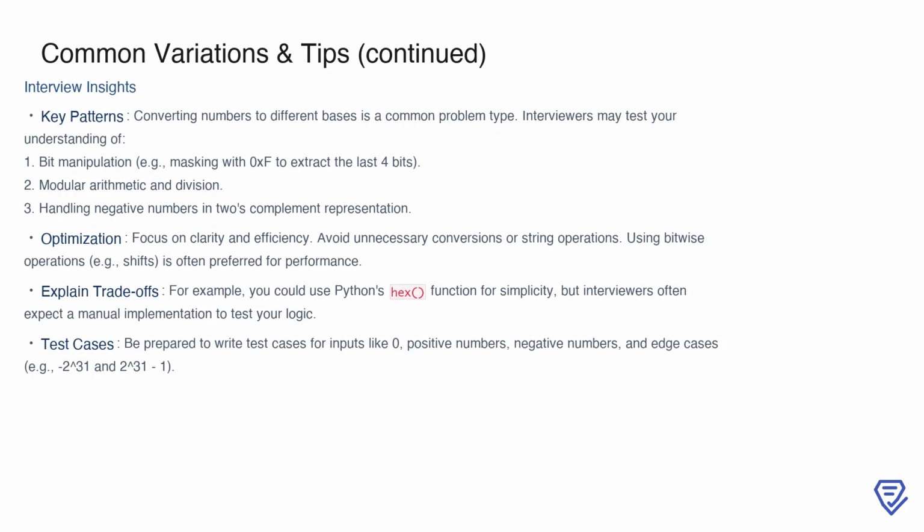Understanding the patterns behind problems like this can be crucial, especially in interview settings. Converting numbers between bases often involves techniques such as bit manipulation, like masking with 0xF to extract the last 4 bits, or modular arithmetic and division. Handling negative numbers with 2's complement is another key concept interviewers might test. Optimizing for clarity and efficiency is also important. For instance, using bitwise operations like shifting is often faster than frequent arithmetic operations. While built-in functions like Python's hex are convenient, they don't demonstrate your understanding of the problem's underlying logic, so interviews typically expect a manual implementation. Be prepared to articulate trade-offs and write test cases for inputs ranging from 0 to edge cases like -2 to the power of 31 and 2 to the power of 31.